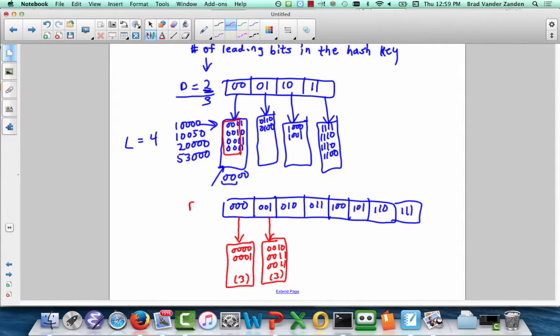So capital D is equal to 3, but each leaf also keeps track of how many bits it's using. The remaining ones only use 2 bits. So the index entries for 010 and 011 still only have to use the leading 2 bits. They did not split. Same thing for 100 and 101. They both point to the same leaf.